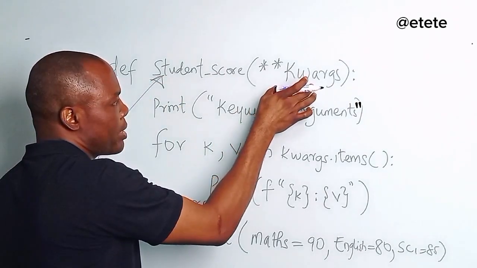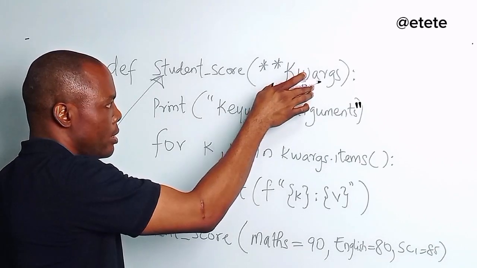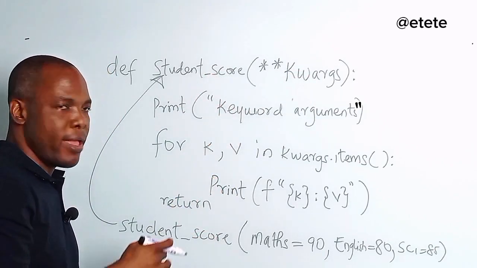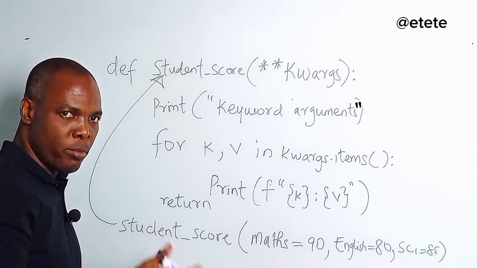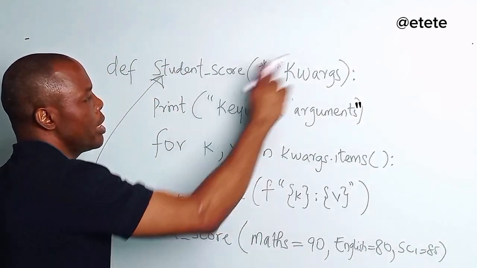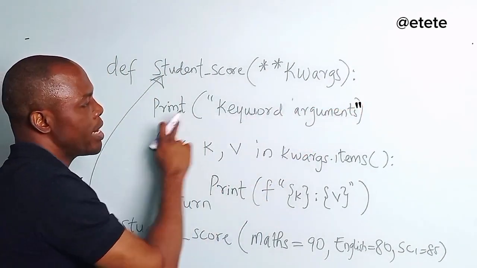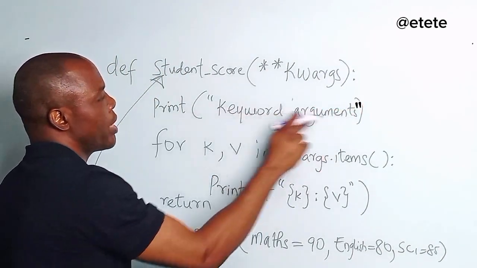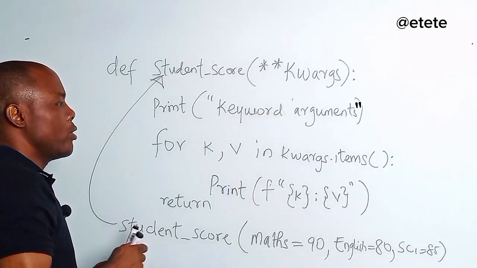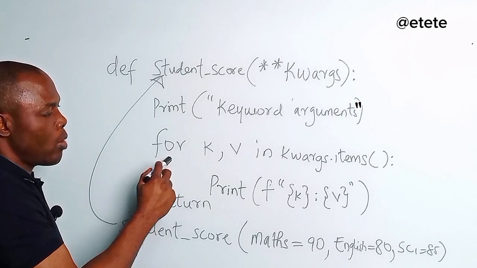So this double asterisk symbol here makes the function flexible, expecting arbitrary arguments. So this is one, and this is one. Then it will go in. It goes into this function. It will carry out the first instruction, print keyword argument. So this one will be printed as the header, right? And then it will now move to the next instruction, which is this second one.